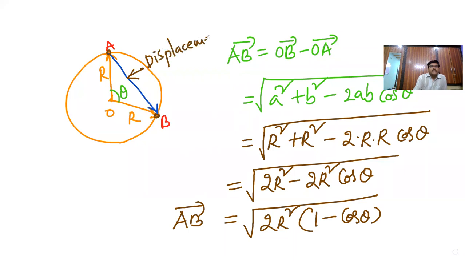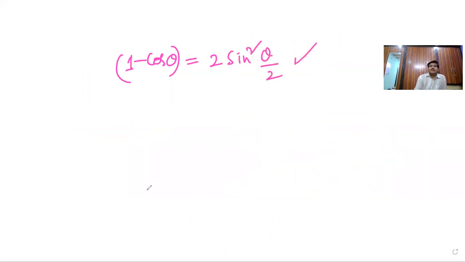Displacement. Well, generalizing, AB bar is this. Now, further I want to simplify this. From trigonometry, we have one formula: 1 minus cos theta is written as 2 sine square theta by 2. This is the formula from trigonometry.